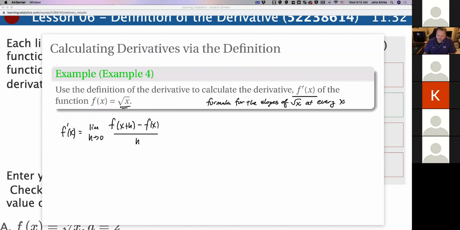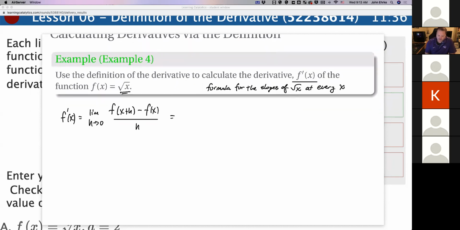All right, so I would recommend you kind of come off to the side here. So that's what I'm going to do. I'm going to say, okay, my function is the square root function. I know I'm going to plug that in right here. But I've also got this piece here that I need to update the formula with. I need to tell what f of x plus h is.